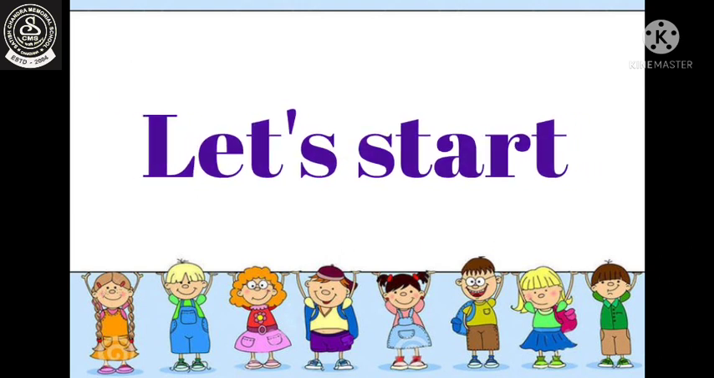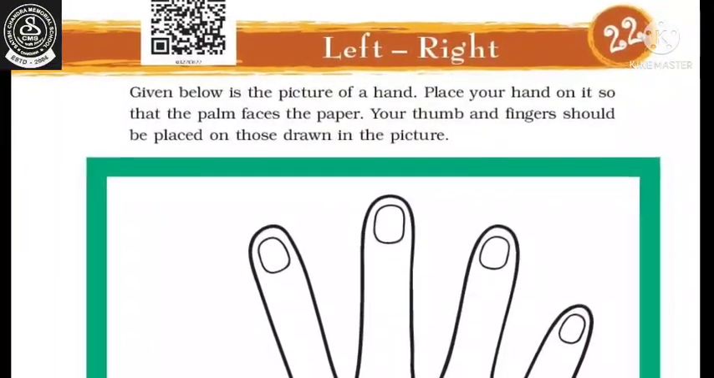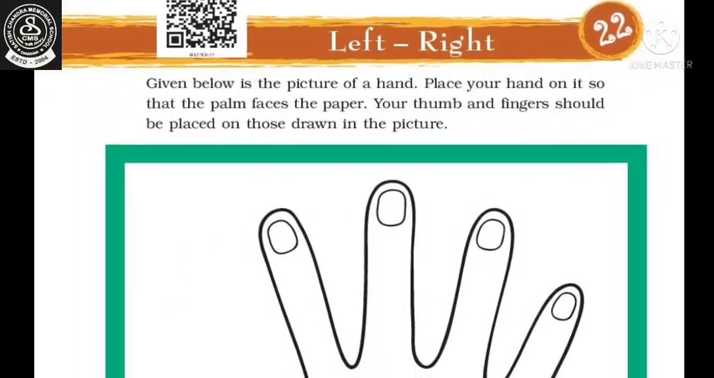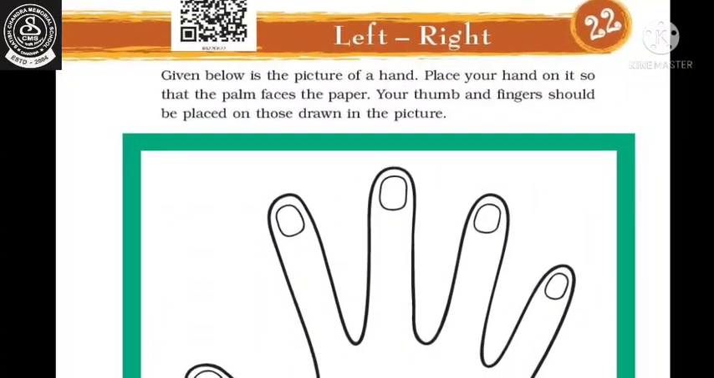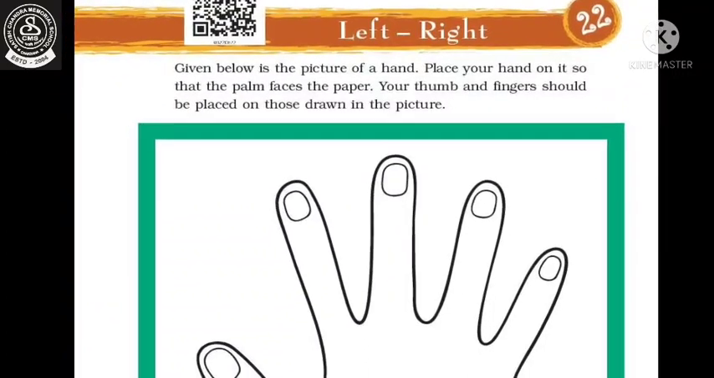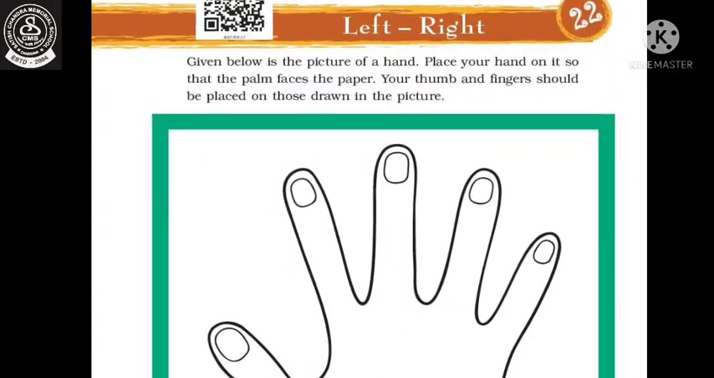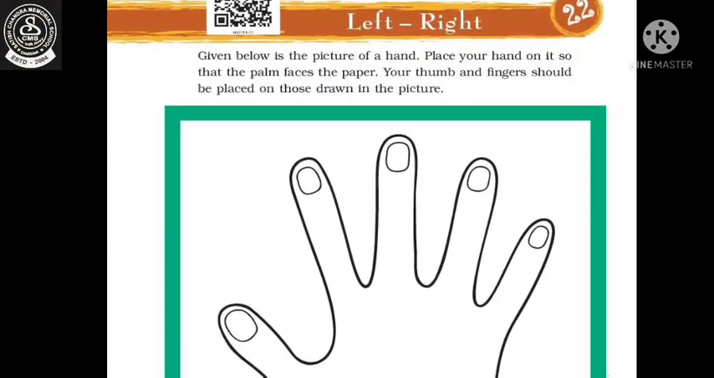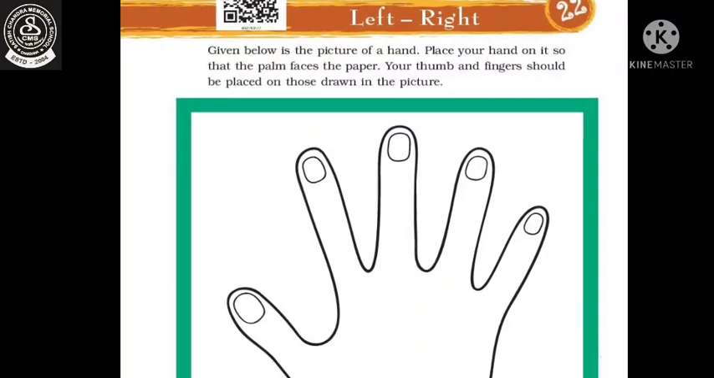So, let's start. In this chapter, as the name suggests, left, right. First, you have to understand which one is your left hand and which one is your right hand. As you can see, a picture of a hand is given below, and you have to place your palm over this picture. Your thumb and fingers should be placed on those drawn in the picture. So you have to put it appropriately on this picture.